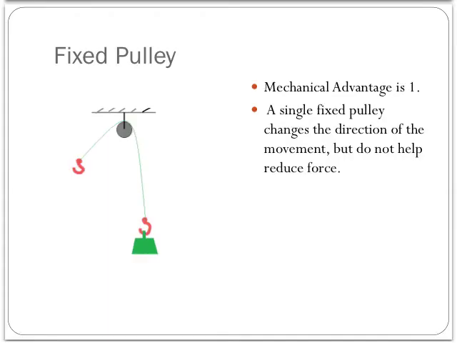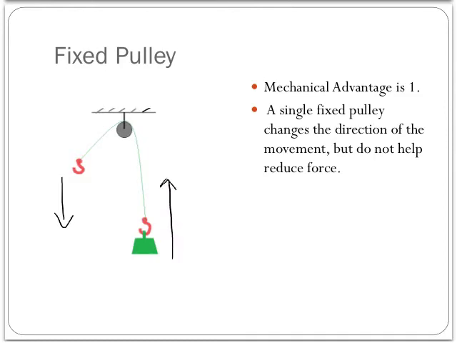So, a fixed pulley. In class today you should have hopefully at least gotten through this pulley in the lab and figured out its mechanical advantage, and hopefully you got one. A single fixed pulley has no mechanical advantage. It doesn't reduce the force needed by you to lift the object, but what it does do is change the direction. So you're going to pull down on that end, and then the object is going to go up.